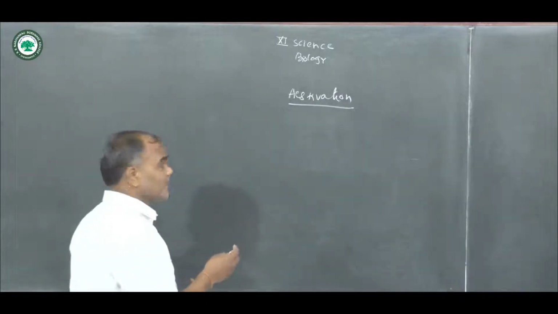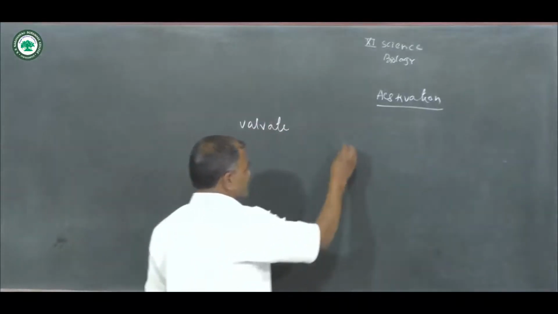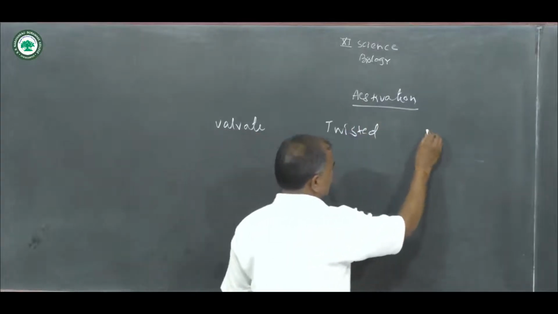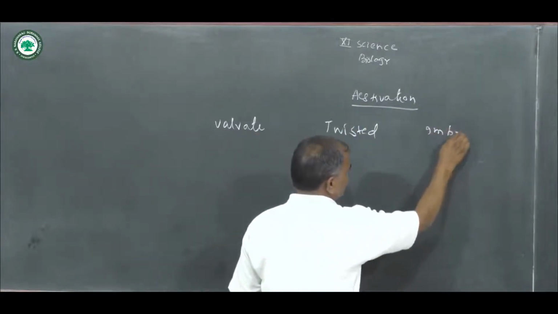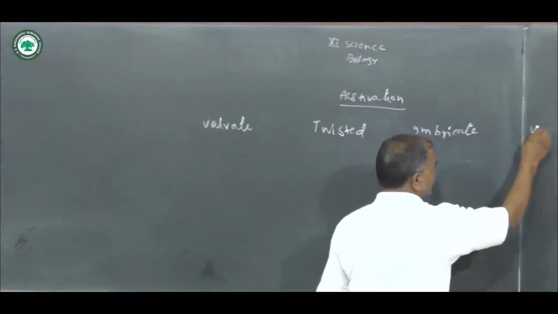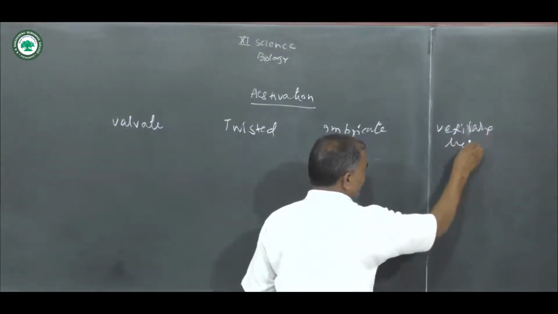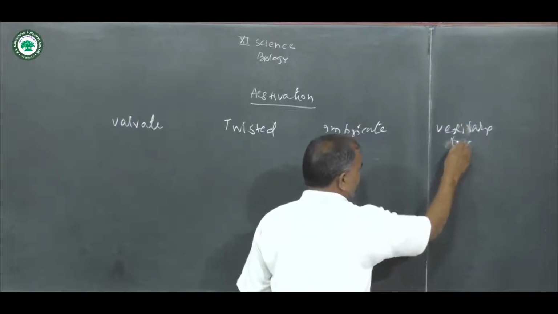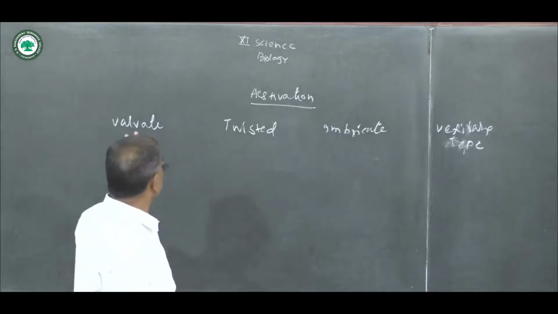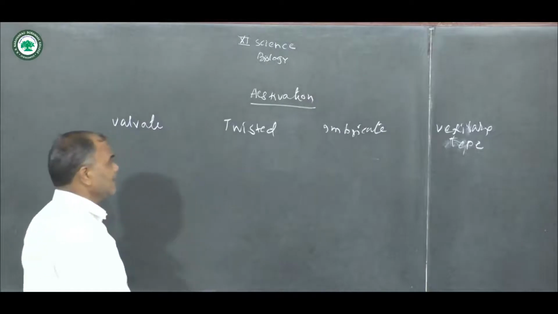So there are four types. One is the valvate aestivation, second is the twisted aestivation, third is the imbricate aestivation, and last is the vexillary type of aestivation. So these are the four important aestivations.